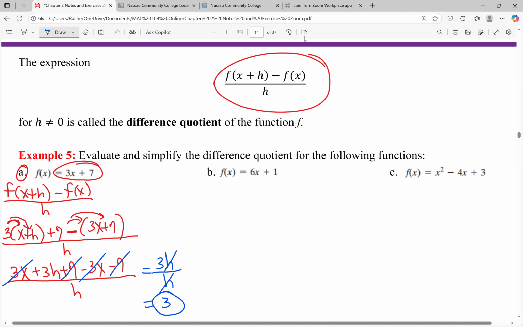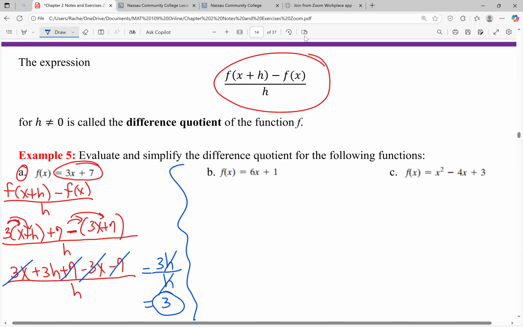So if we look at the next one, b, I have another linear function, 6x plus 1, right? y equals mx plus b, where now 6 is the slope. And that's the rate of change of this function. So I'm thinking, okay, when I find the difference quotient, it should be equal to 6 if that's what this represents. So let's do this.